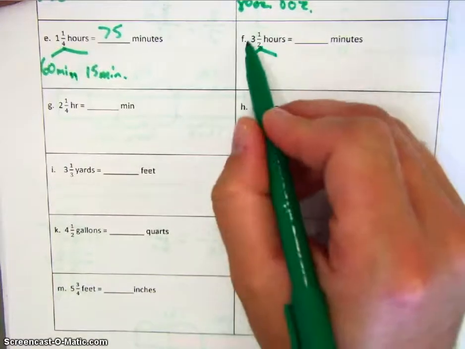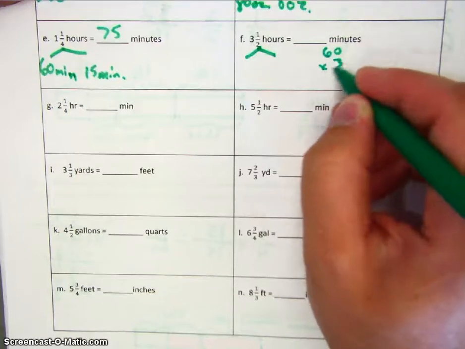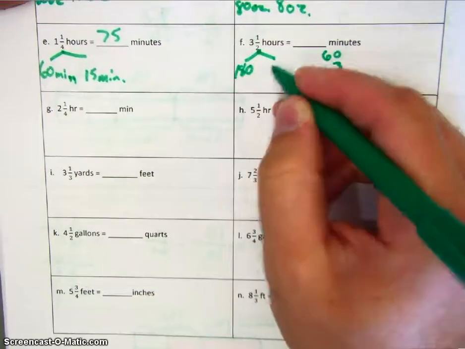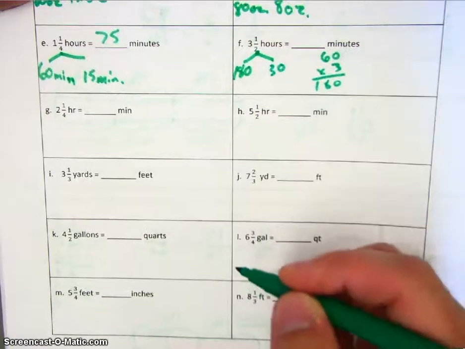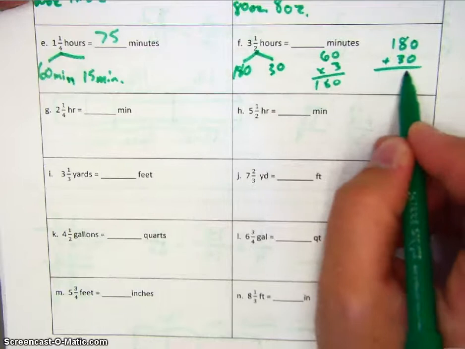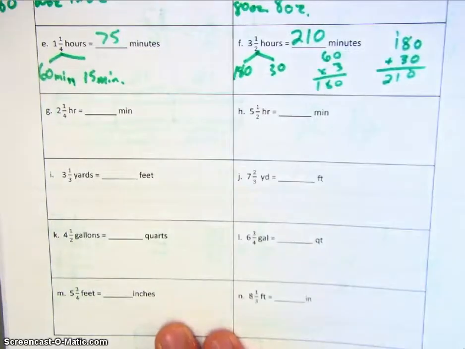Okay, so our next one we have 3.5 hours. Well, 60 times 3 is 180. So we have 180 minutes. 1/2 of an hour we know is 30 minutes. We add those two numbers up. We have a total of 210 minutes.